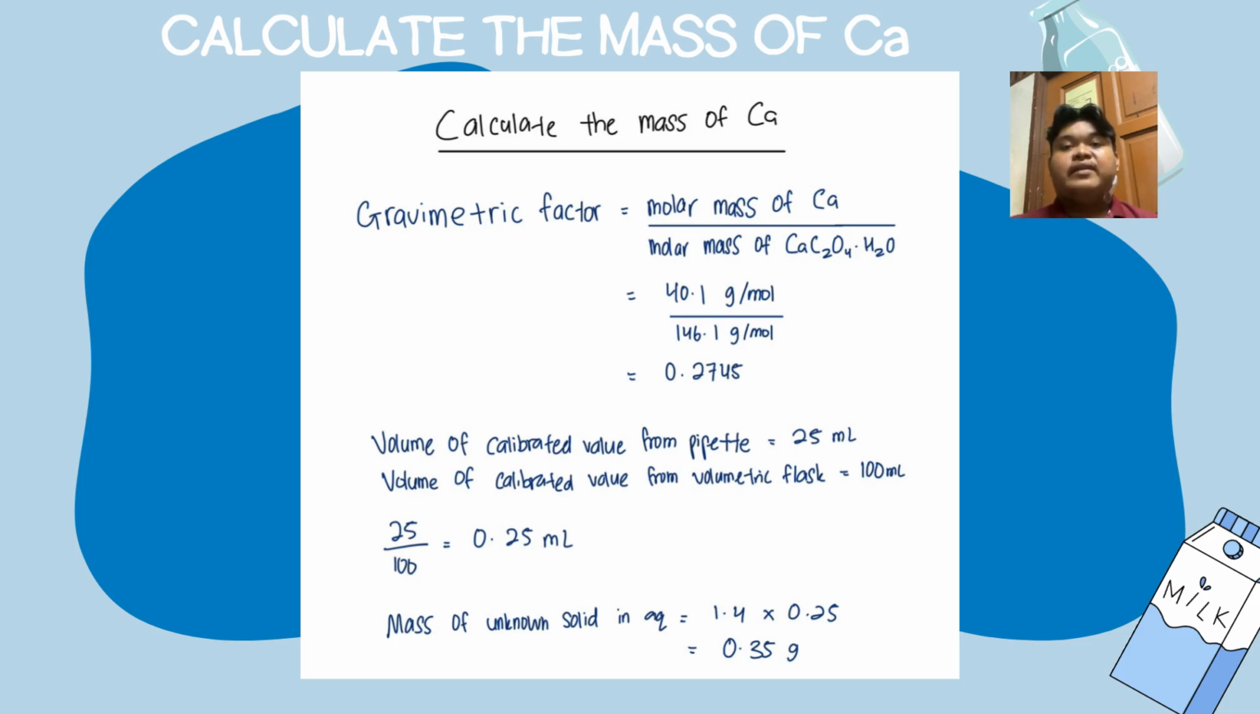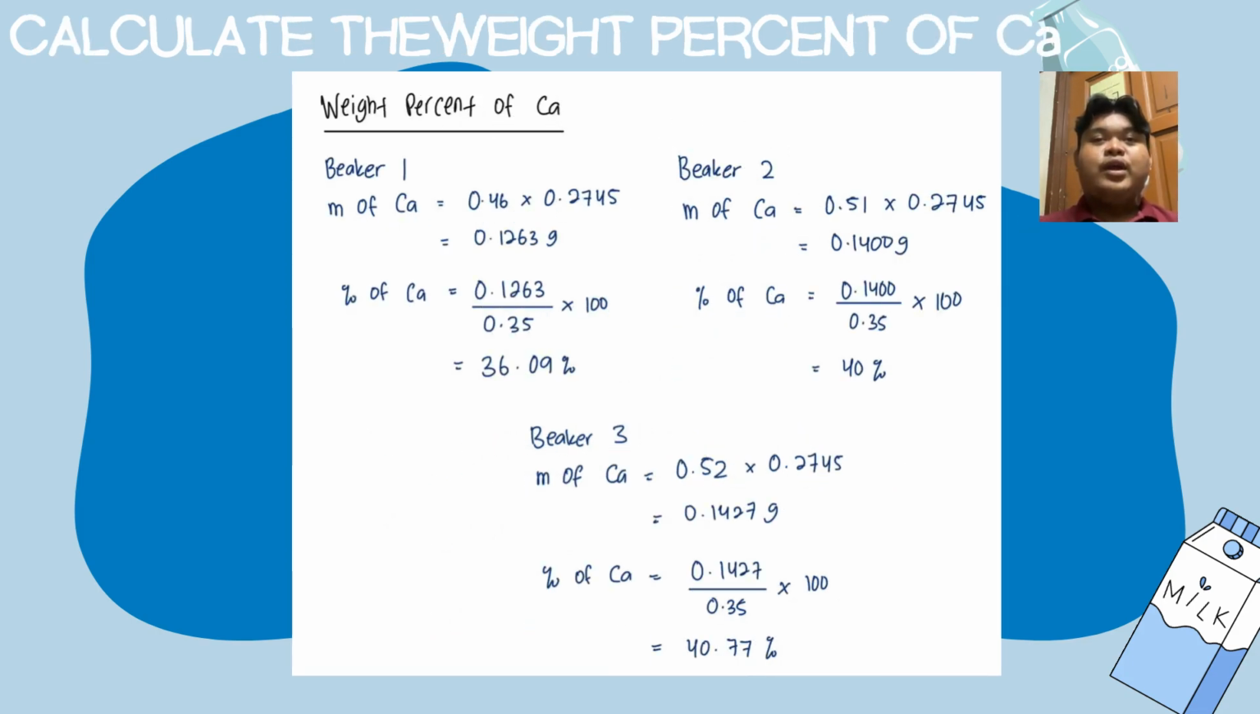We put those two values together and we divide. We get 25 divided by 100, which is equal to 0.25 milliliter. Then we can calculate the mass of unknown solid in aqueous, which is equal to 1.4 times 0.25 milliliter, and we would get 0.35 grams. Next, we could calculate the weight percentage of calcium.